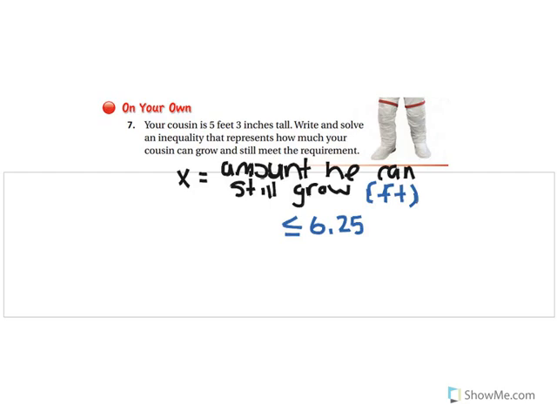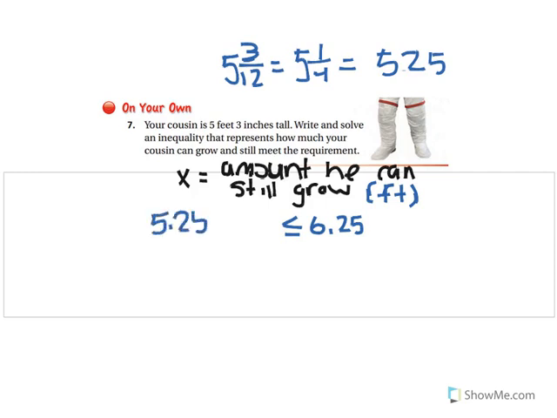Okay, so where is he right now? Well, currently he's 5 feet 3 inches. So let's look at this. 5 feet 3 inches is like 5 feet and 3/12 inches, which is the same thing as 5 1/4, which is the same thing as 5.25, right? So we're going to do 5.25, and he can still grow that unknown amount. And now we have an inequality that we can solve.